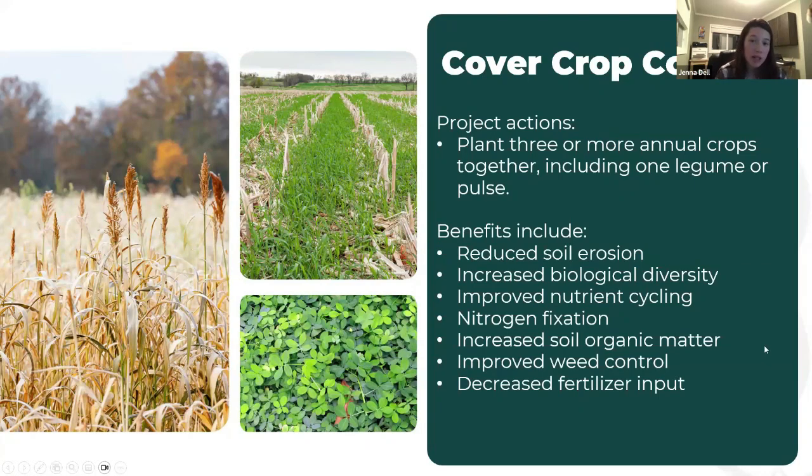The next one is cover crop cocktail. Funding is pretty similar for this one as it is with the intercropping, but it has slightly different requirements. So this one has to have three or more annual crops, versus the intercropping project which just requires two, but it does still have that minimum requirement of having one legume or pulse in that mix. And again, similar benefits: helps with soil erosion, biological diversity, improving nutrient cycling, nitrogen fixation from that legume, increased soil organic matter, improved weed control, and decreased fertilizer input.